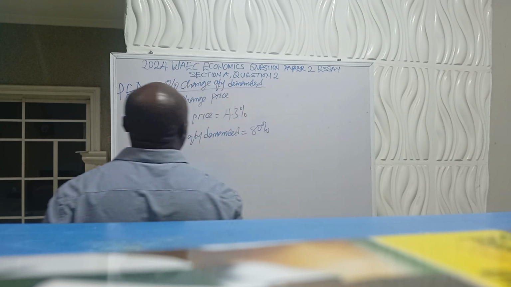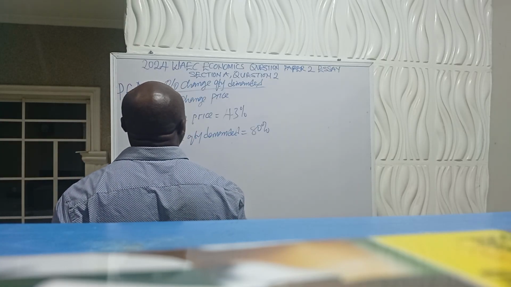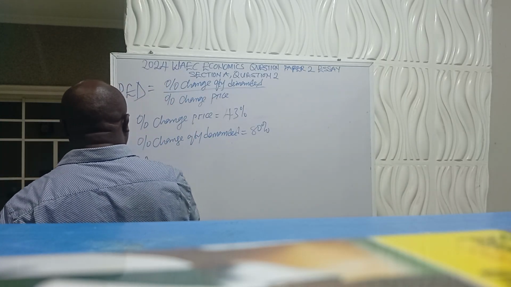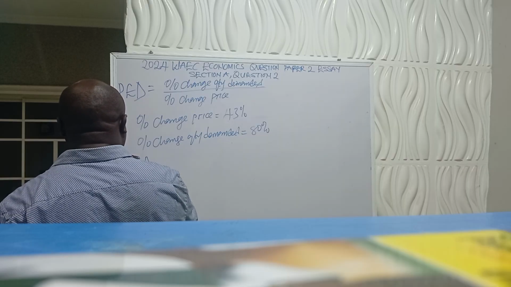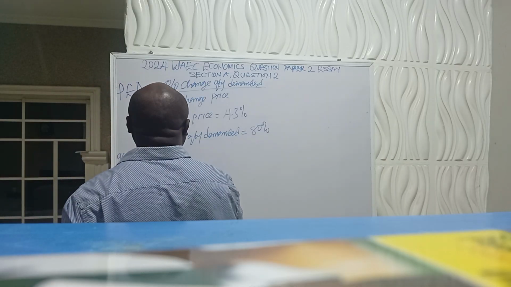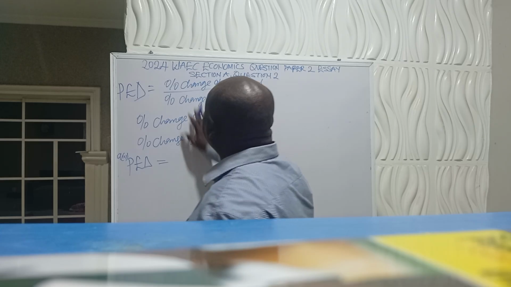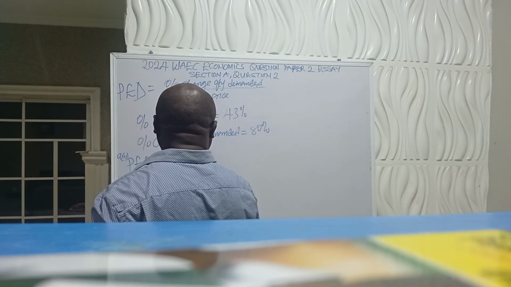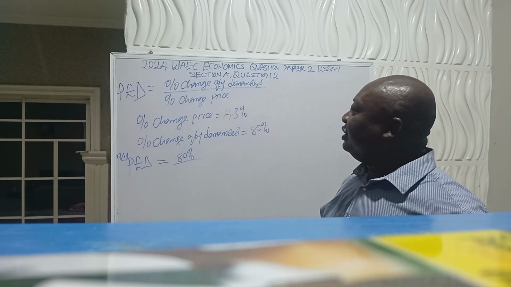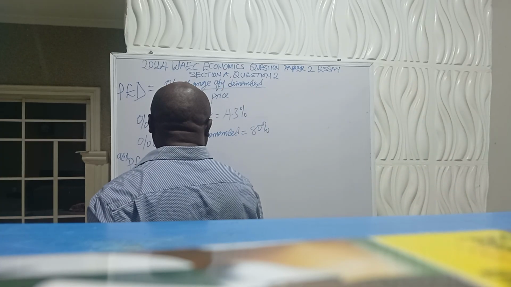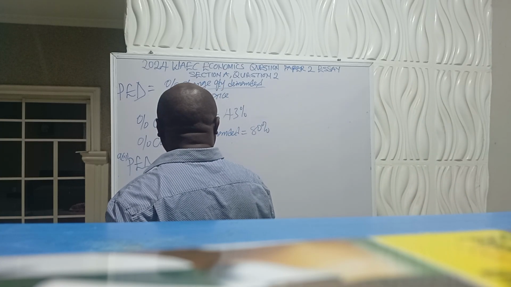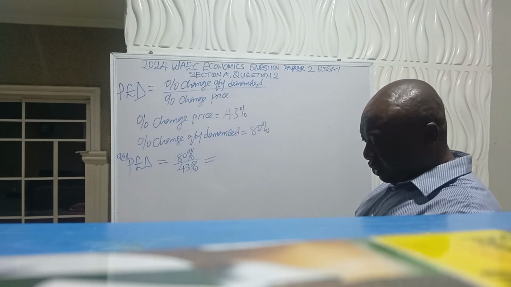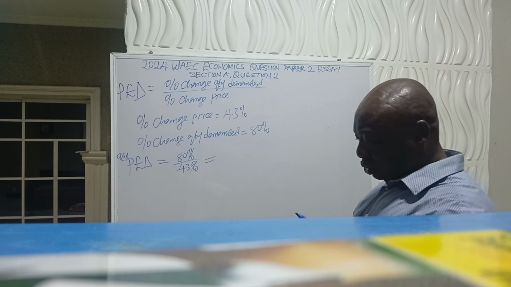Now, for the third one, Roman figure 3, we use this formula. Change in quantity demanded is what? 80%. Change in price is what? 43%. This cancels this. Okay, so 80 divided by 43 is what?